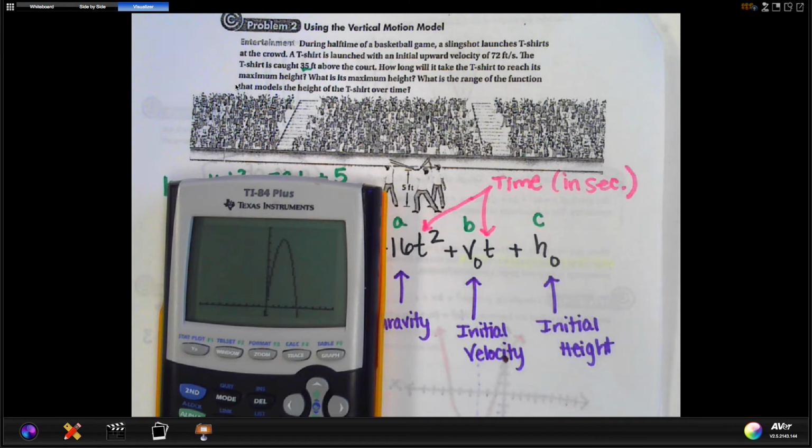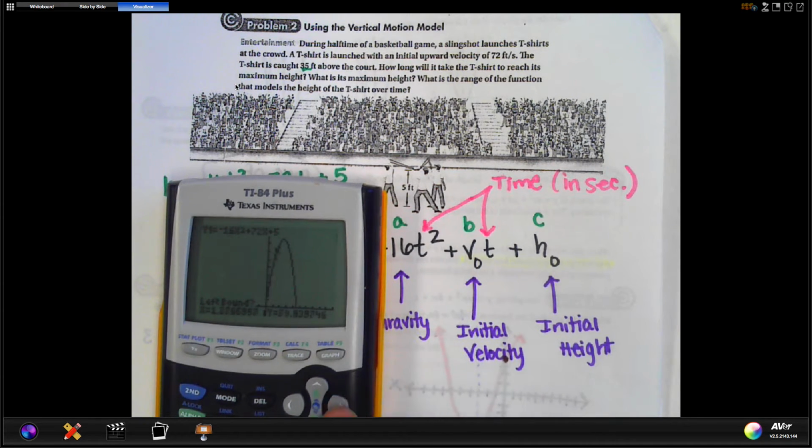All right, now there is a way to do this exactly. I'm going to show it to you. So we're going to press second, calculate. What do you think I'm going to go to? 0? Nope. Maximum. This time it's a maximum. The 0 is when it hits the ground. The maximum is going to give us our vertex as a maximum. So go to maximum. And now left bound.